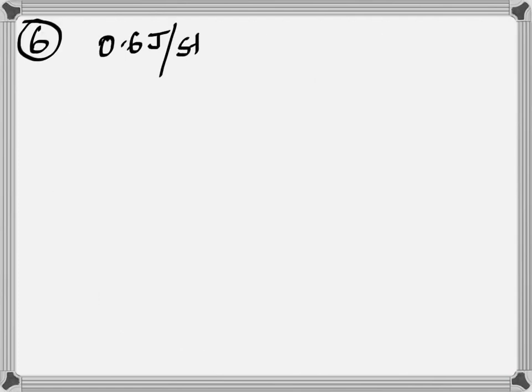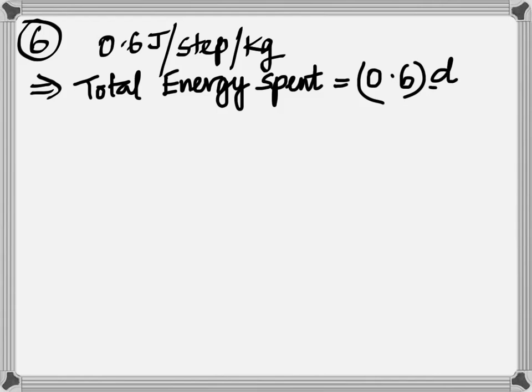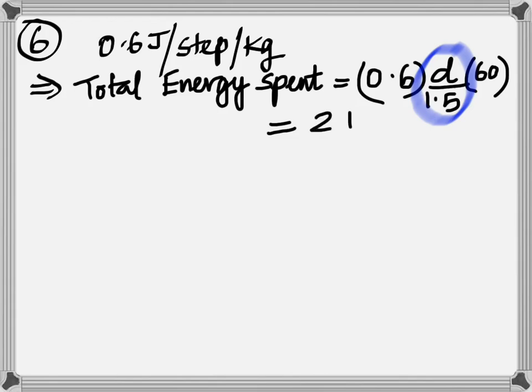6. Good question. Is 0.6 joules for every step and for every kilogram. And therefore the total energy that the person spends is 0.6 times the number of steps. The number of steps is d by 1.5, where d is the distance and the length of each step is 1.5. That gives 24d.